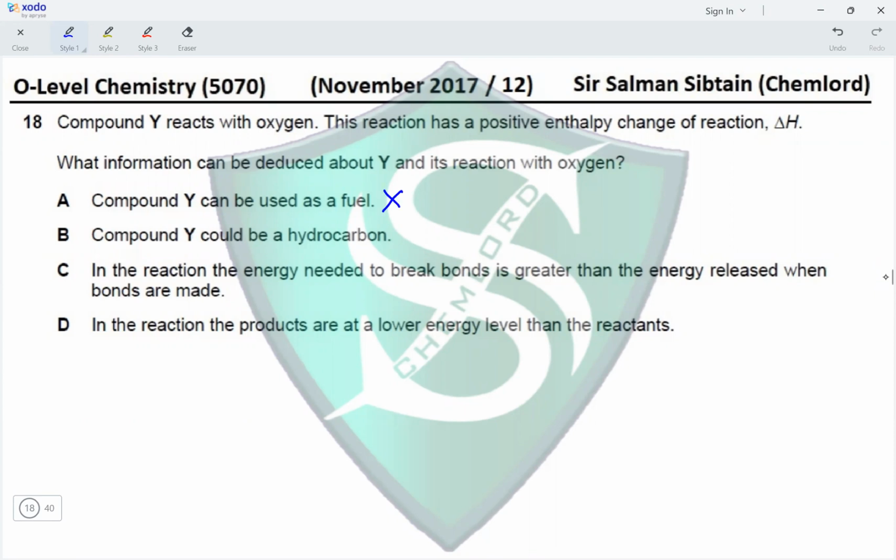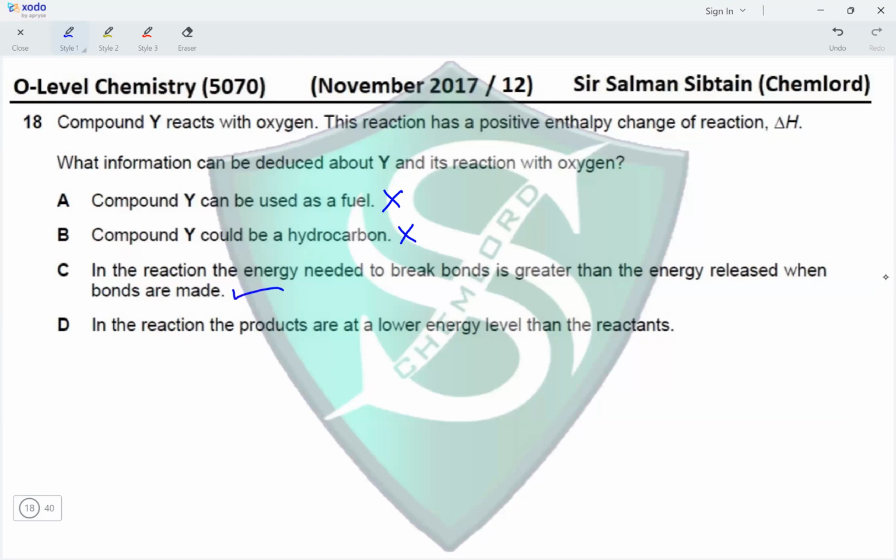Compound Y could be a hydrocarbon. No, there is no indication here that carbon and hydrogen are the only elements present in the compound because it reacts with oxygen. In the reaction, the energy needed to break the bonds is greater than the energy released when bonds are made. Yes, that is what makes this reaction endothermic.